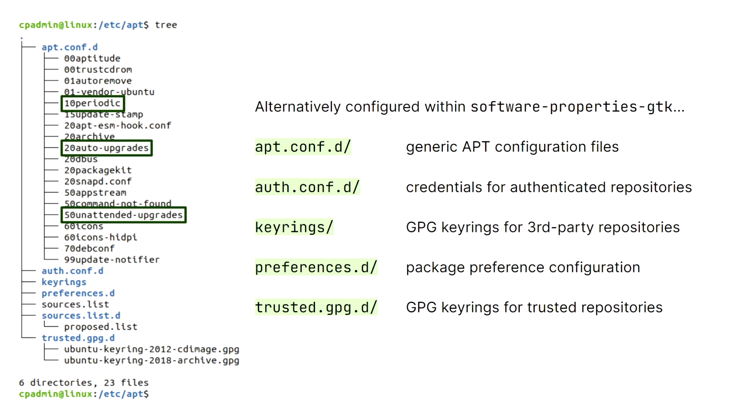The keyrings and trusted.gpg.d folders contain the public GPG keys with which to verify packages installed by apt. You can think of it as sort of a database, relating back to our stamp example.